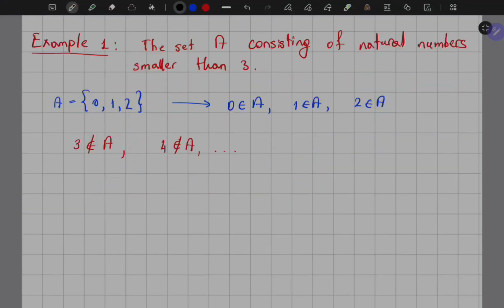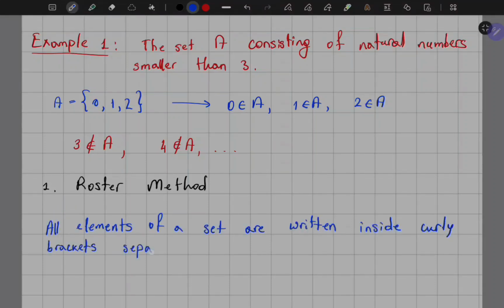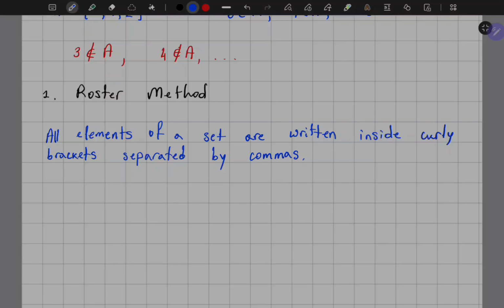Now let's see different representations of sets. Sets are commonly represented in 3 different ways. The first one is the roster method. In this representation method, all elements of a set are written inside curly brackets separated by commas. Before we write an example, let's write its definition. As we said, all elements of a set are written inside curly brackets separated by commas. This method is called roster method or roster representation.